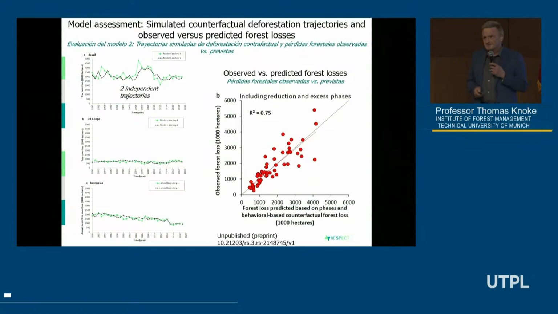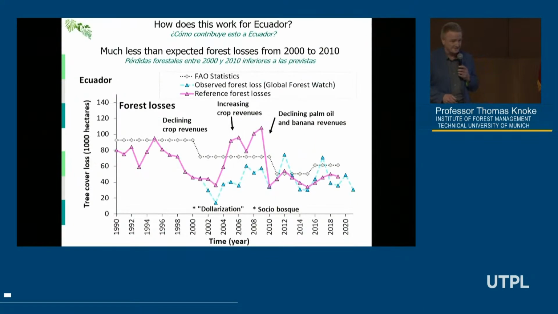But of course, who cares about Indonesia if we are here in beautiful Ecuador? We applied this approach also to Ecuador, but I must admit that the results are a bit surprising for me. Maybe you can help me to interpret the results. So this graph is now the main outcome. Here the x-axis is a timeline. The y-axis is the forest loss in 1,000 hectares. So here the 95 means 95,000 hectares of forest loss.